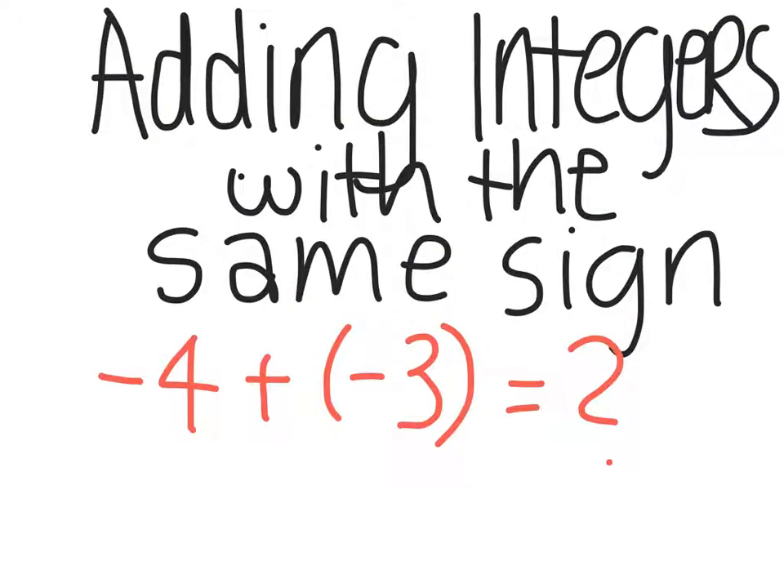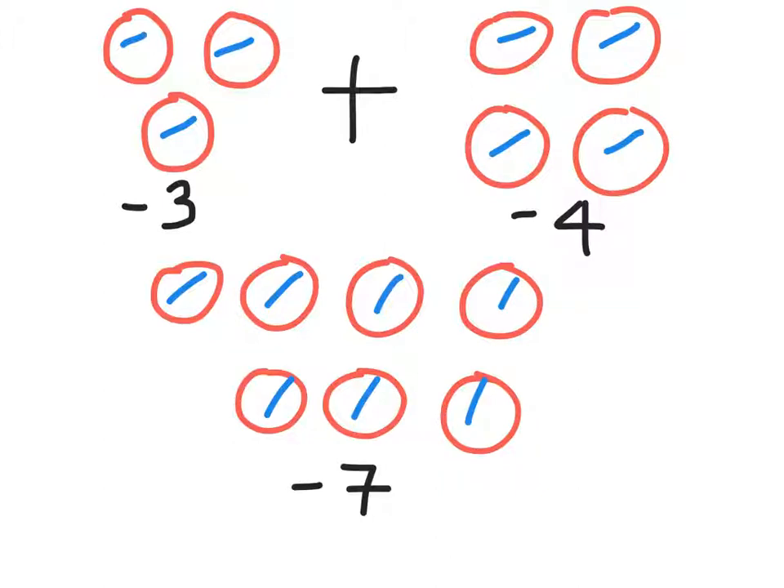First example in your book on page 8 is adding integers with the same sign. Use integer counters to find -4 plus -3. Okay? So we don't know what that is, but we notice that they have the same sign. -4 and -3 have the same sign. So, using the negative counters, we have 3 negatives and 4 negatives over here. So adding both of these up, we get 7 negatives. 1, 2, 3, 4, 5, 6, 7.